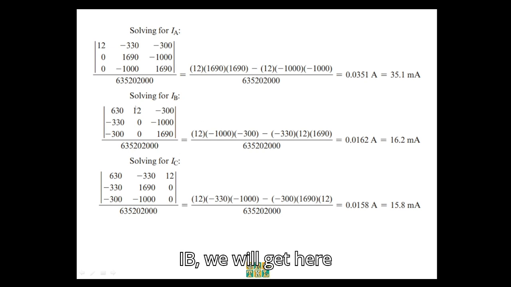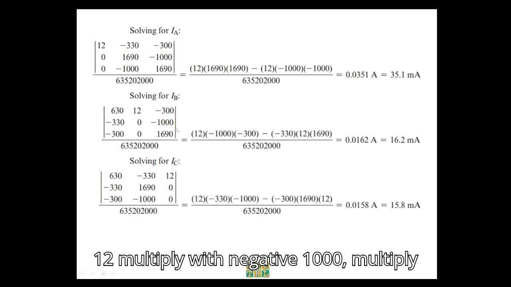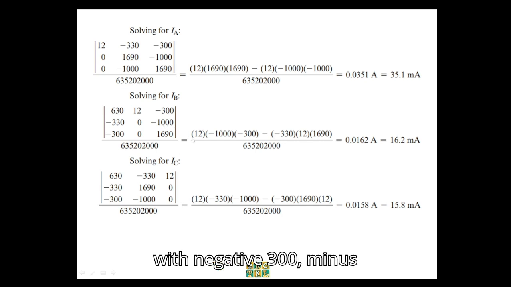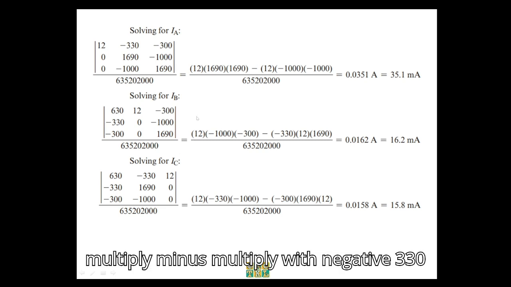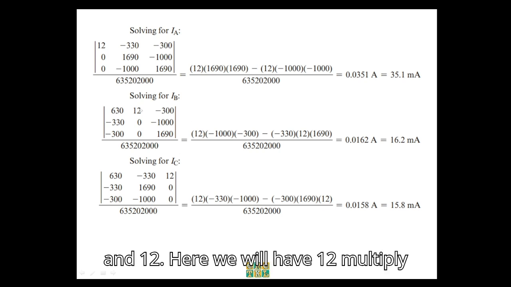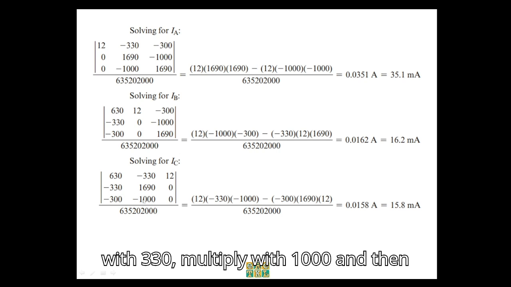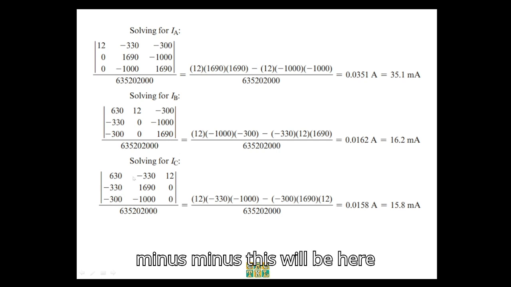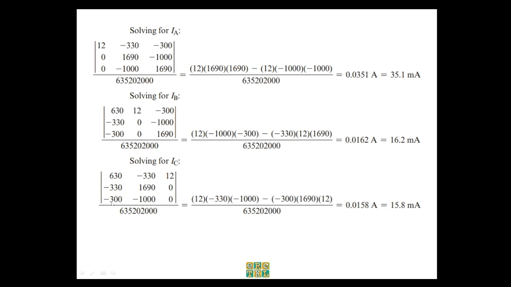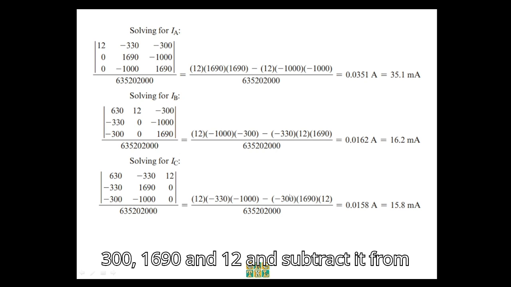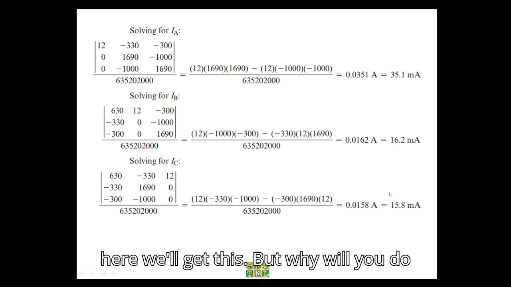Now, solving for IB, we will get 12 multiplied by negative 1000, multiplied by negative 300, minus 330, 12, and 1690. So here, 1690 multiplied by negative 330 and 12. Here, we will have 12 multiplied by 330, multiplied by 1000, and then minus this, and then we will multiply 300, 1690, and 12, and subtract it from here, and we'll get this. But why will you do this, right?